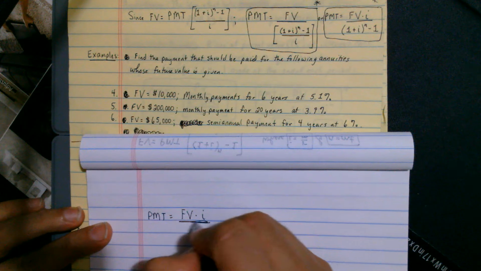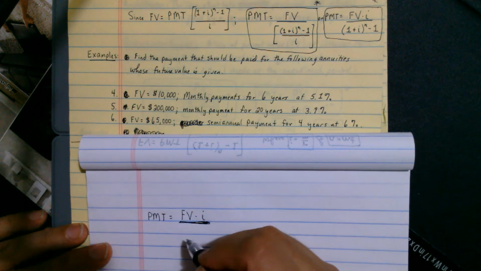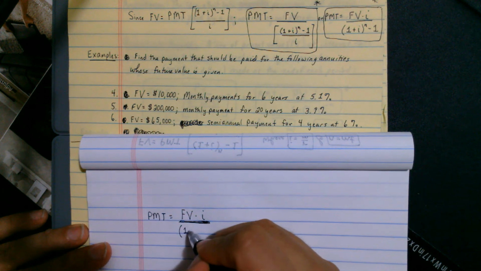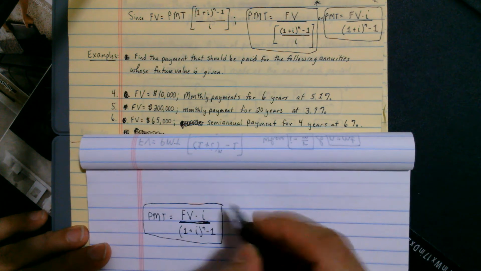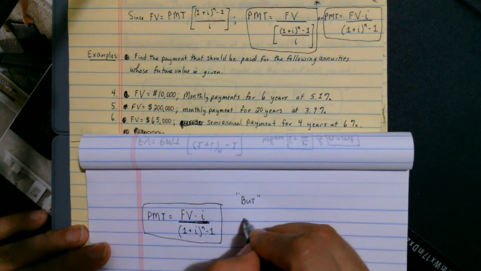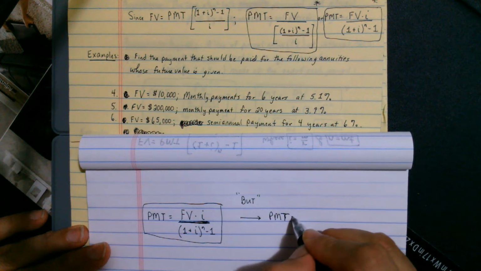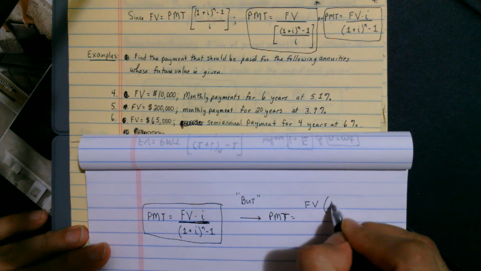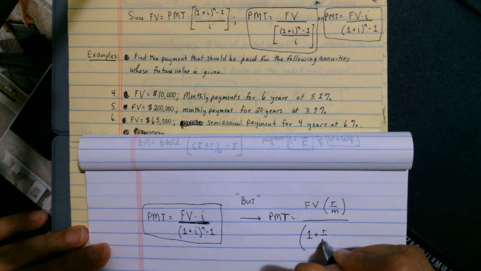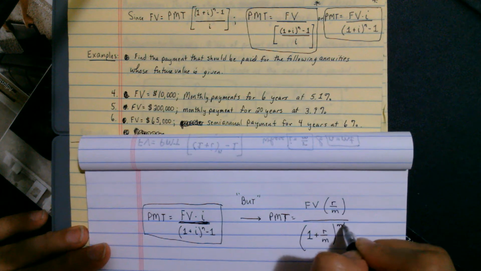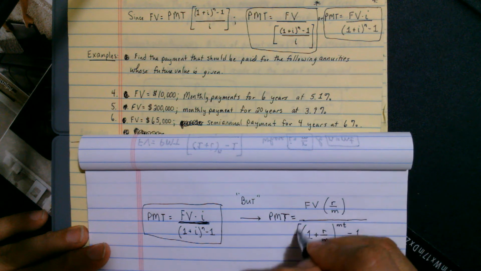Sometimes you don't have to put the dot. It's probably less easy to follow without the dot. But now divided by parentheses, 1 plus i to the n, minus 1. I'm going to use this formula. But again, i and n can be broken further. So this is future value times r over m, divided by parentheses, 1 plus r over m to the m times t power, minus 1. So what I'm going to do here is put a bracket at the bottom.